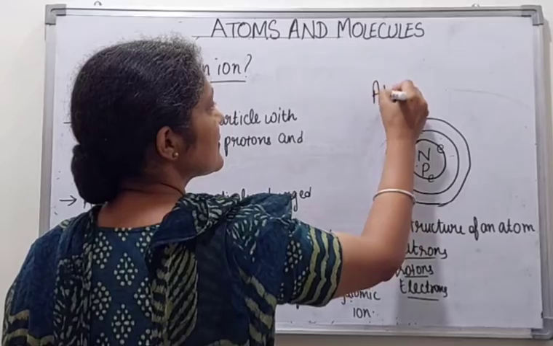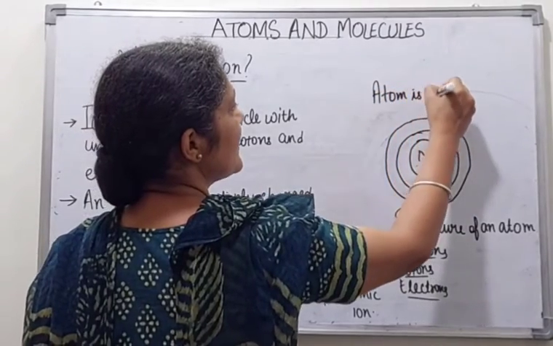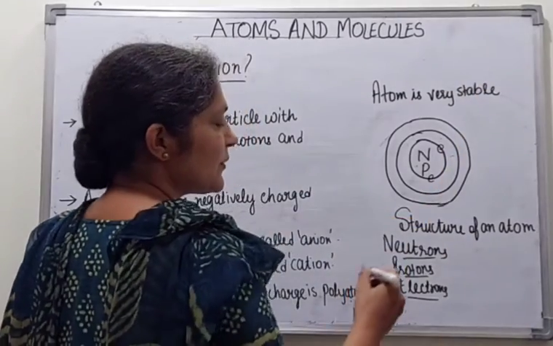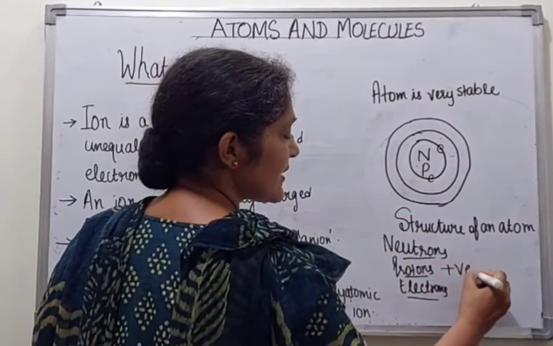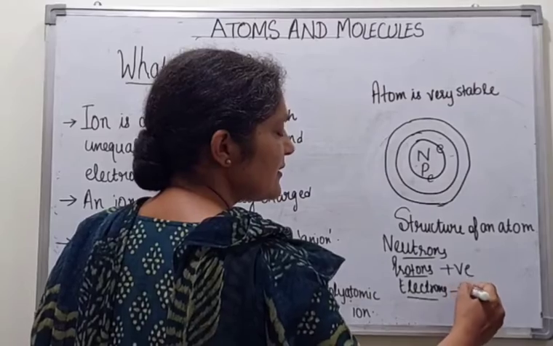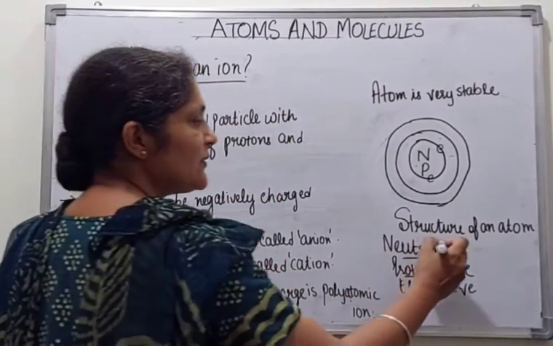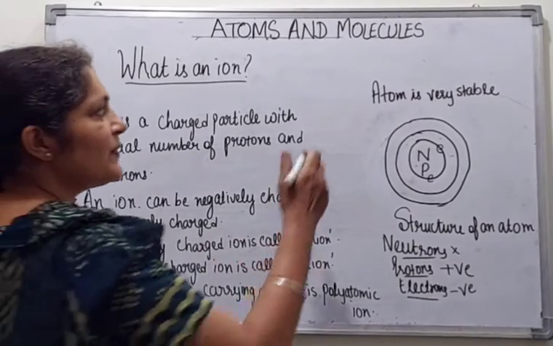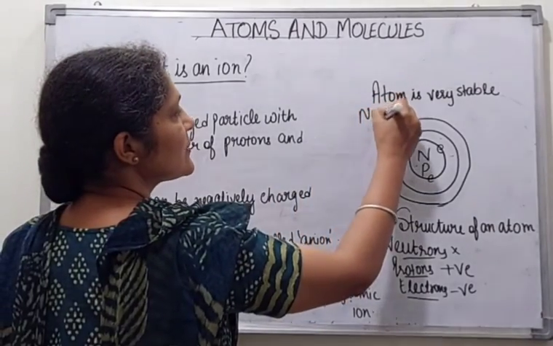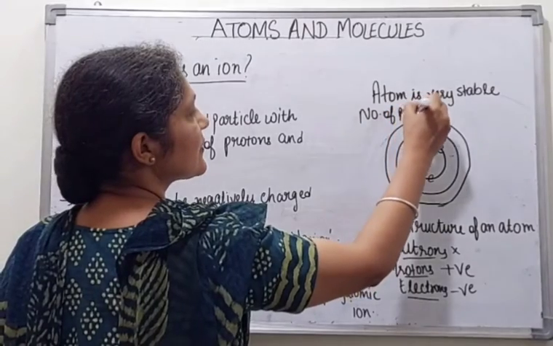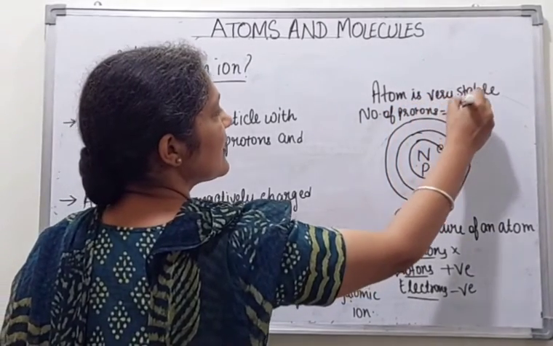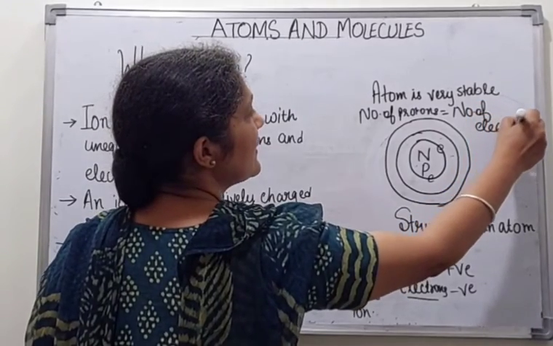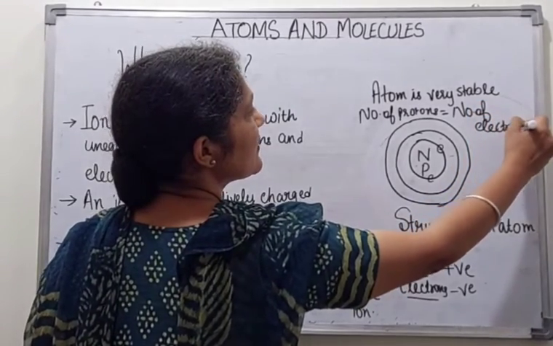Now students, you must know that an atom is very stable. Why is it stable? I'll tell you. Protons contain a positive charge, electrons contain a negative charge, and neutrons have no charge. So in an atom, the number of protons is always equal to the number of electrons. So that's why an atom is stable.